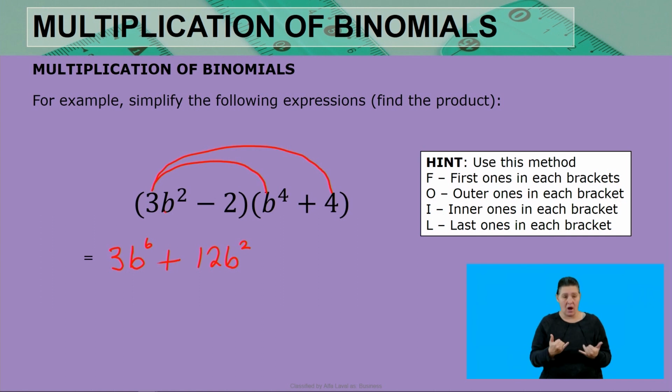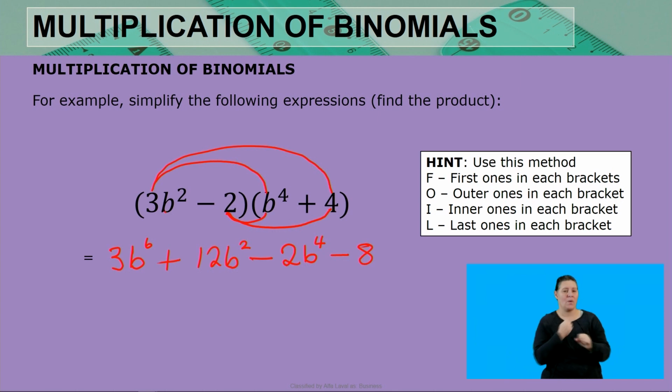Then we are going to multiply the inner ones, and we are subtracting because of that minus there. That is going to be the 2 multiplied by the b exponent 4. That is just going to be 2b exponent 4. And then lastly, we are going to multiply the 2 with the 4. And we are still subtracting there, so that is the 2 multiplied by the 4, and that is an 8.